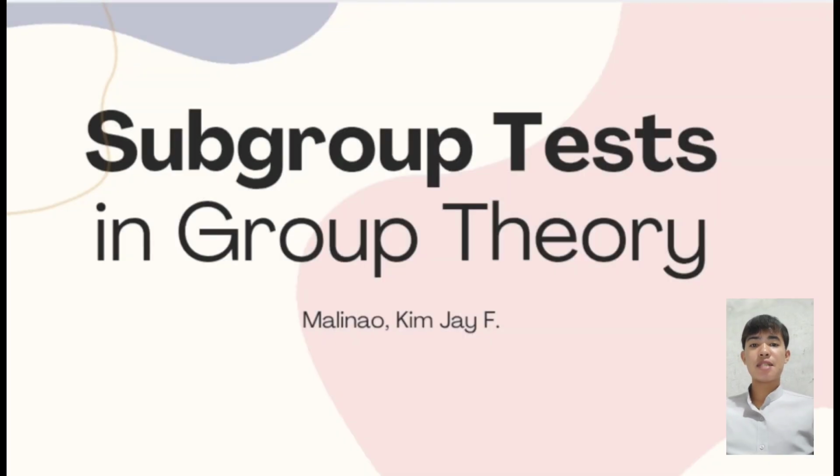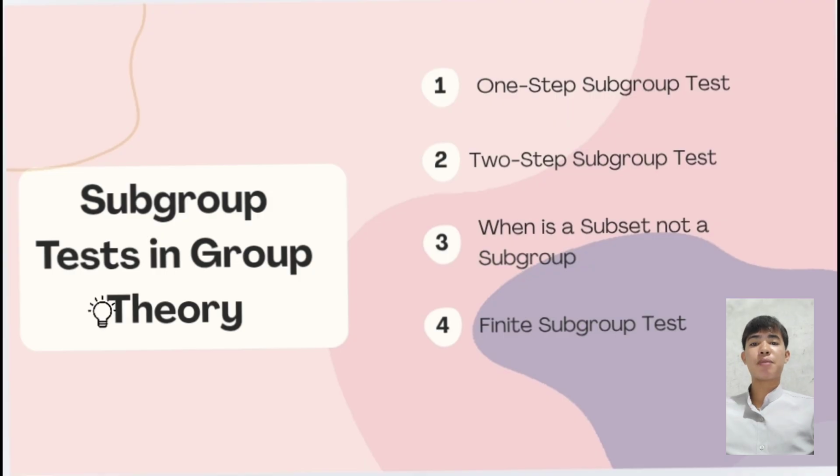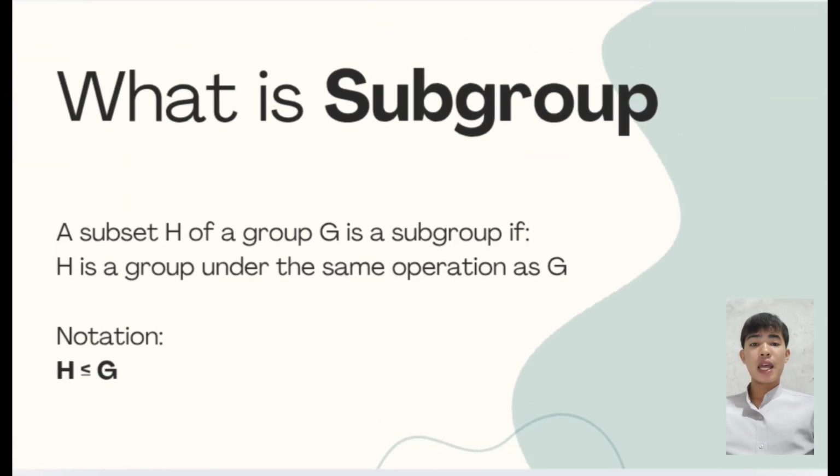The topic for today is about the subgroup test. But before anything else, let us briefly recall what a subgroup is. A subgroup is a subset of a group that is itself a group under the same operation. If H is a subgroup of G, we write H less than or equal to G.